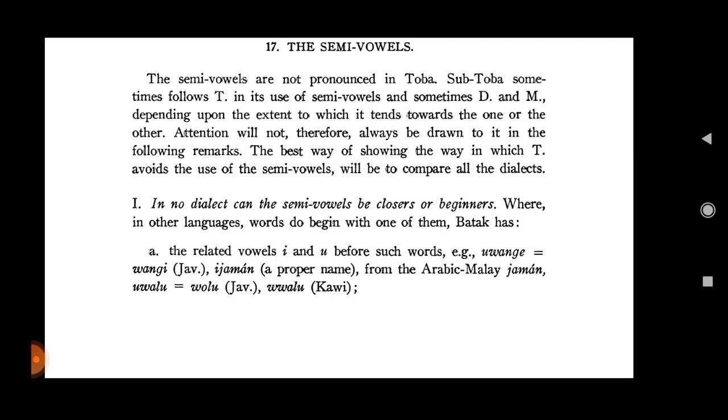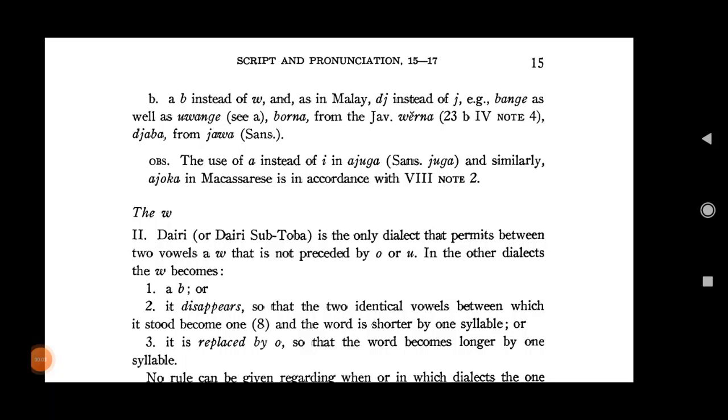Batak uses the related vowels e and u before such words, e.g. uange, wangi, Java. Yaman, a proper name from Arabic Malay Yaman. Ualu, Wolu, Java. Ualu, kami. B instead of w, and as in Malay, J instead of J, e.g. Bange, as well as Uange, Si A. Bogna from the Javanese Wegna 23B for not B. Java from Jawa, Sanskrit.